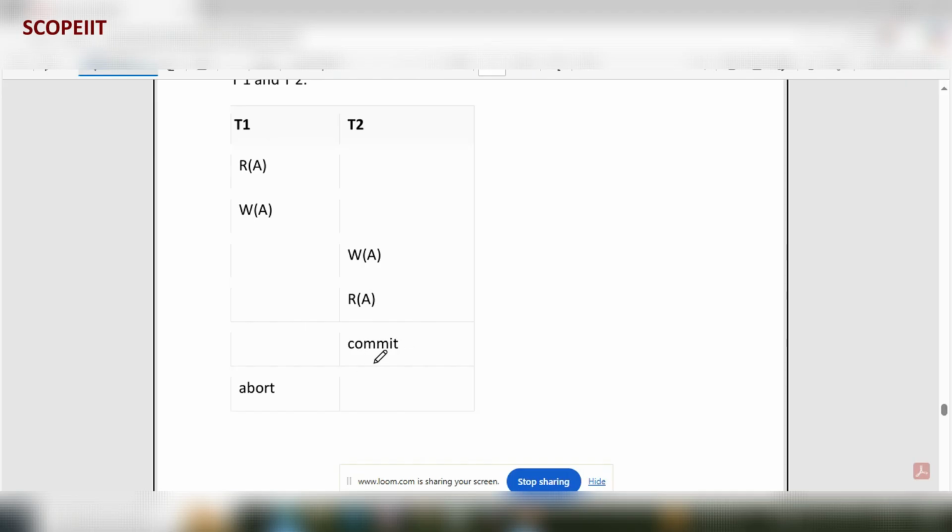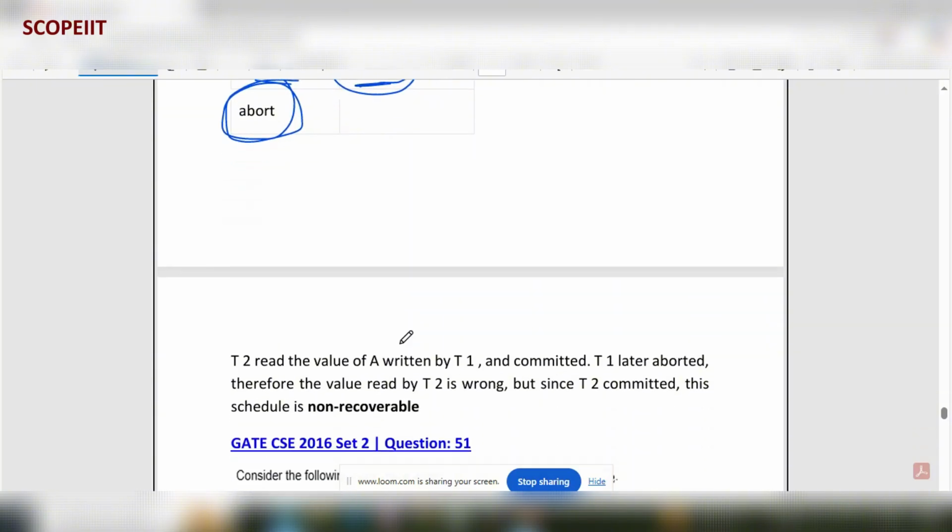So now as it is committed, if any problem arises over here, we cannot roll back. Why? Because it's already committed. Understand what I mean? So here, as you can see, there are two transactions. T2 read the value of A that was written by T1, and T2 committed. And T1 later aborted, therefore the value read by T2 is wrong.